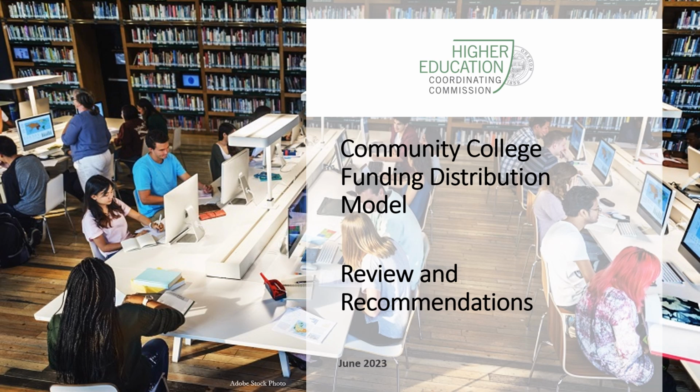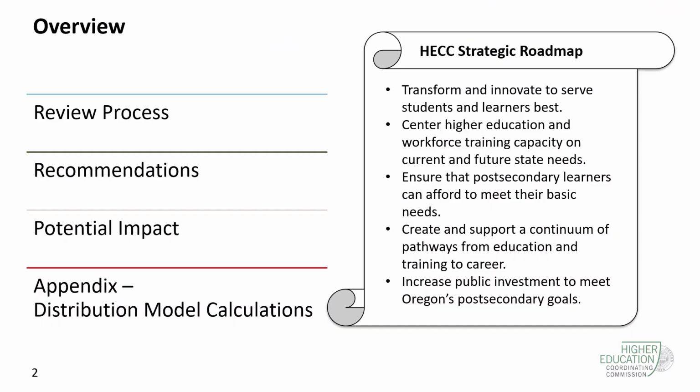And in this slide deck, I wanted to talk through the community college funding distribution model review process that has occurred in the last 18 months or so, review the recommendations that have been made, and then talk about how the calculations actually work. You can see that on the overview slide, which also includes a recap of the 5 parts of our strategic roadmap, the 5 things we'd like to accomplish. And so again, talk about the process, its potential impact as well.